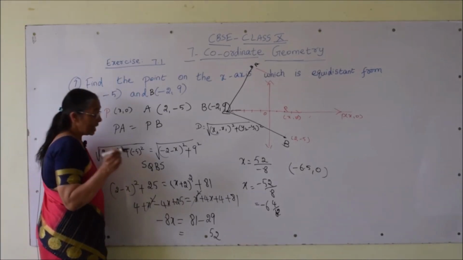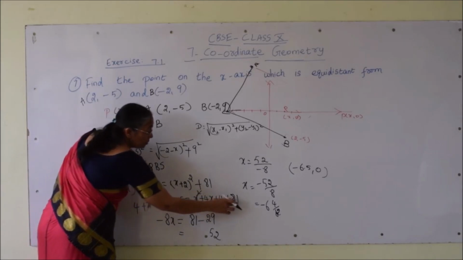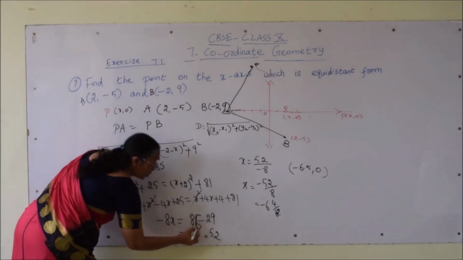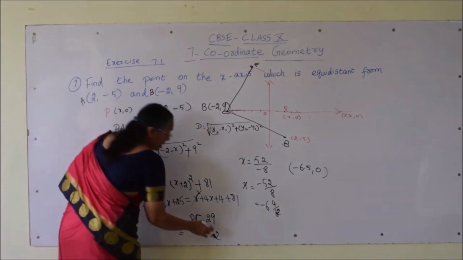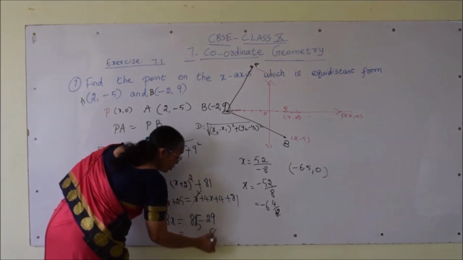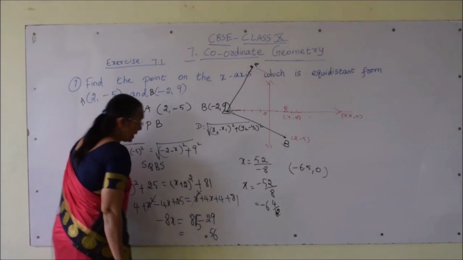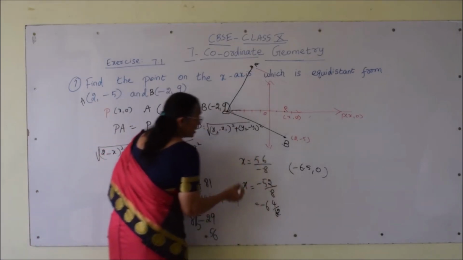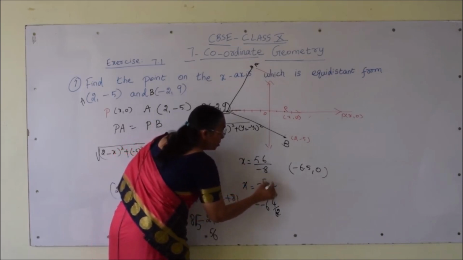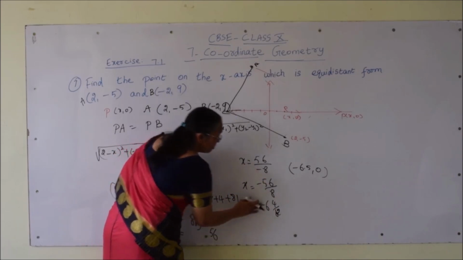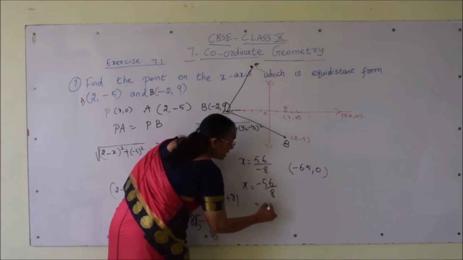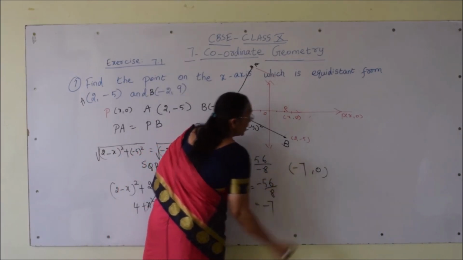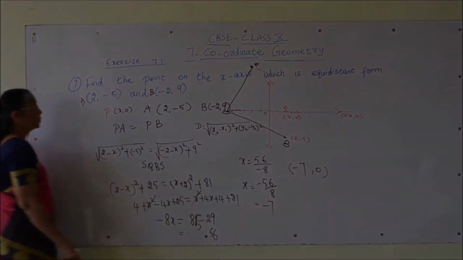There is an error in the calculation. Here we forgot to add, this is 81 plus 4, 85. So, 85 minus 29, which is nothing but 56. So, minus 8x is equal to 56, which implies 56 divided by minus 8 is x. So, which is nothing but not 6.5, it is minus 7. So, the point on the x axis is minus 7 comma 0.